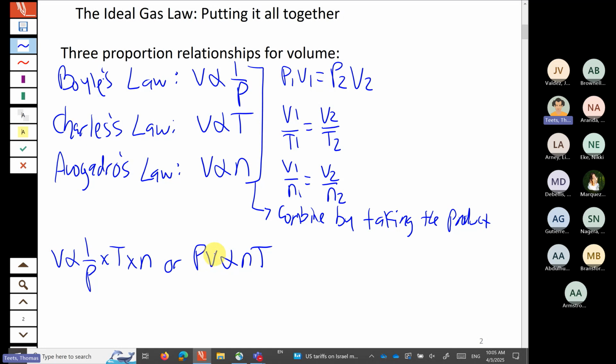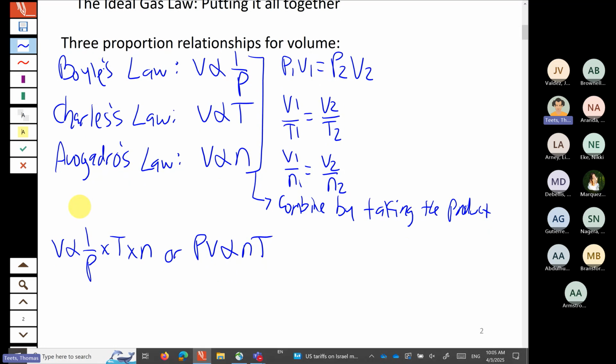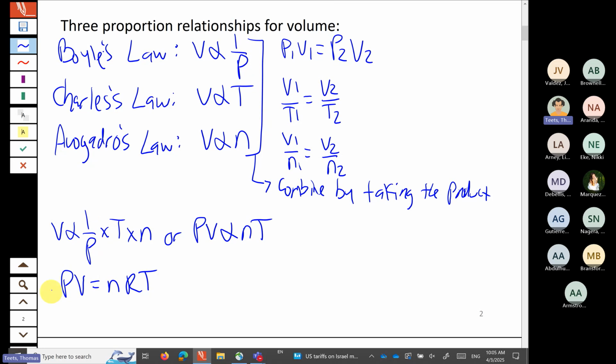As we talked about last time, if you want to take a proportionality and turn it into an equation, you just need a constant on one side of that. And so what we can do is put the constant on the right side and call it R, and that gives us the equation PV equals nRT. Now, this is a very useful equation because pressure, volume, number of moles, and temperature are the only four things you need to know about a gas.